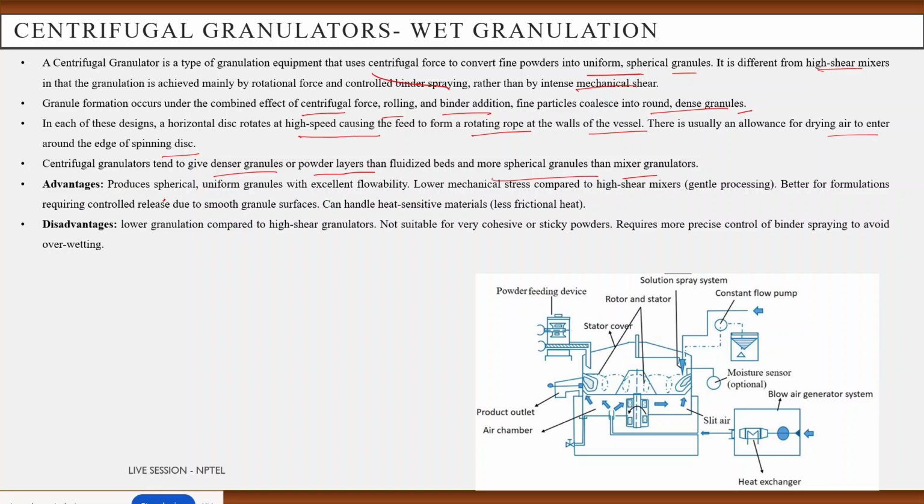The advantage is that it produces spherical and uniform granules with excellent flowability and lower mechanical stress compared to the high shear mixer, and it is better for controlled release formulations due to the smooth granule surface. It can also handle heat sensitive material. The disadvantages are lower granulation capacity compared to the high shear granulator, it is not suitable for very cohesive or very sticky powders, and it requires more precise control over the binder spraying to avoid overwetting in the process.